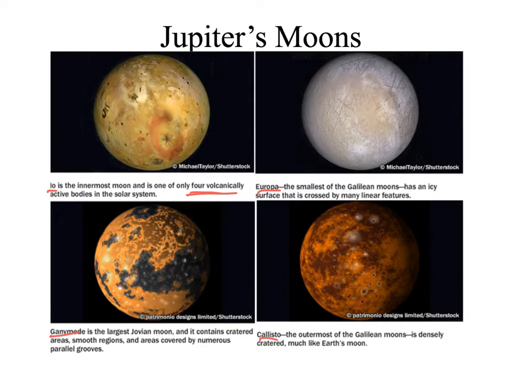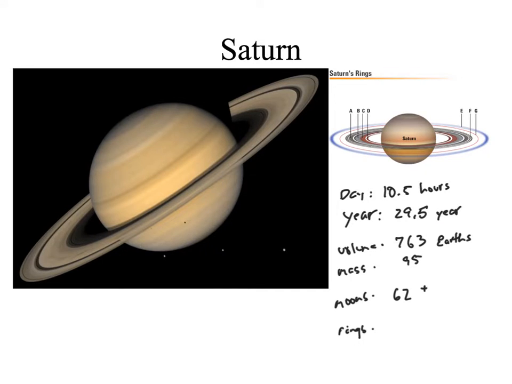And then we have Callisto, which is the outermost, and that one's going to have the most crater impacts, and it looks an awful lot like Earth's moon. So these are the 4 moons that you can see if you were to turn a telescope or a pair of binoculars to Jupiter. Okay, so let's take a look at Saturn.